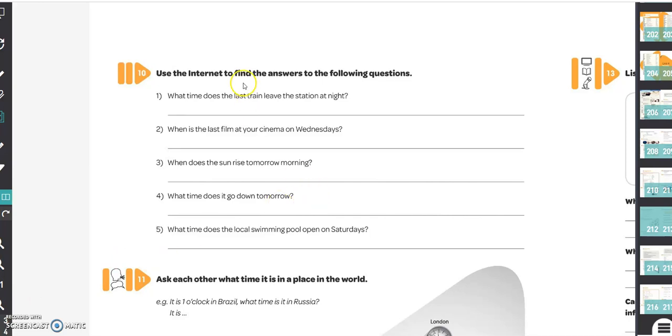So use the internet to find the answers to the following questions. So what time does the last train leave the station at night? 2, you don't have to do this because the cinema isn't open at this moment. 3, when does the sun rise tomorrow morning? Sunrise means dat de zon opkomt. 4, what time does it go down tomorrow? And 5, what time does the local swimming pool open on Saturdays? And so you just have a look at the schedule.